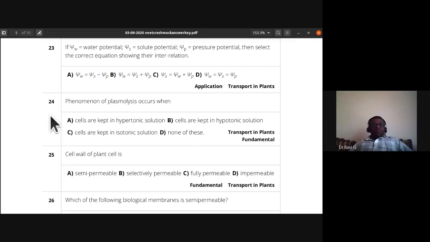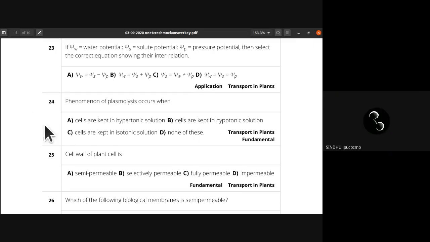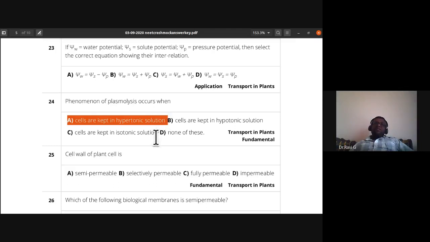24th, the phenomenon of plasmolysis occurs when cells are kept in hypertonic solution, cells are kept in hypotonic solution, cells are kept in isotonic solution, or none of these. When does this phenomenon of plasmolysis occur? When cells are kept in hypertonic solution compared to the cell sap, then plasmolysis occurs. So A is the answer for 24th.